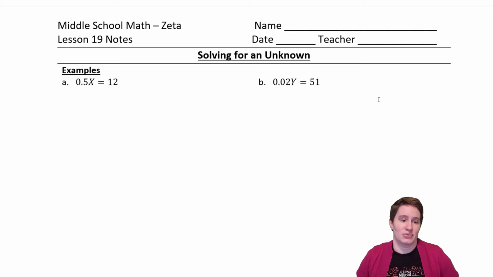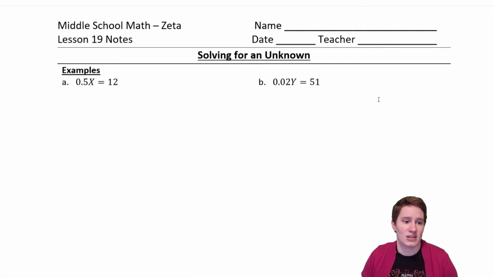So this first example says 0.5x equals 12. Well, first off, if there's not anything between 0.5 and this x, then it's talking about multiplication. And again, this x is not an x like a multiplication symbol. It's an x as in this is an unknown thing that we just don't know what it is.